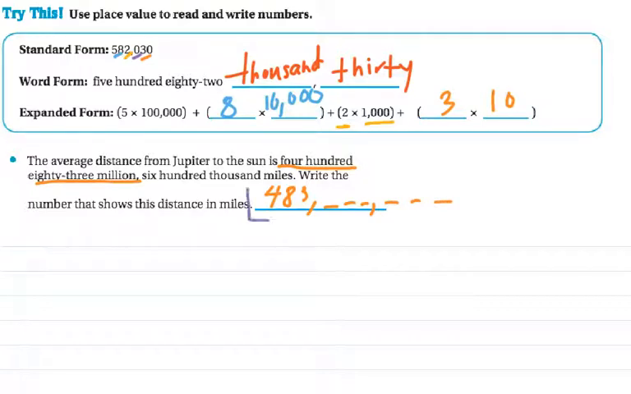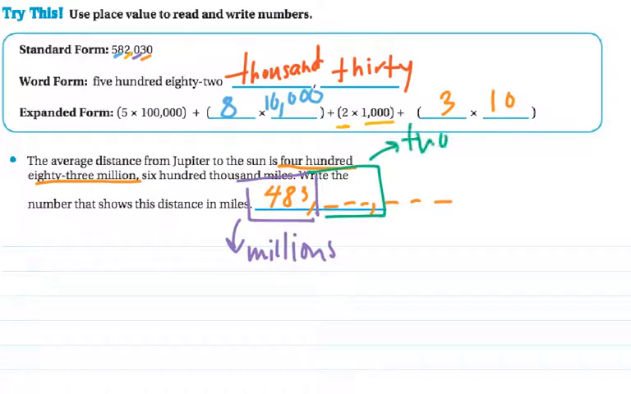because this period here is actually the millions period. And then this period here is going to be the thousands period. And the last period that we have over here is going to be the ones period.